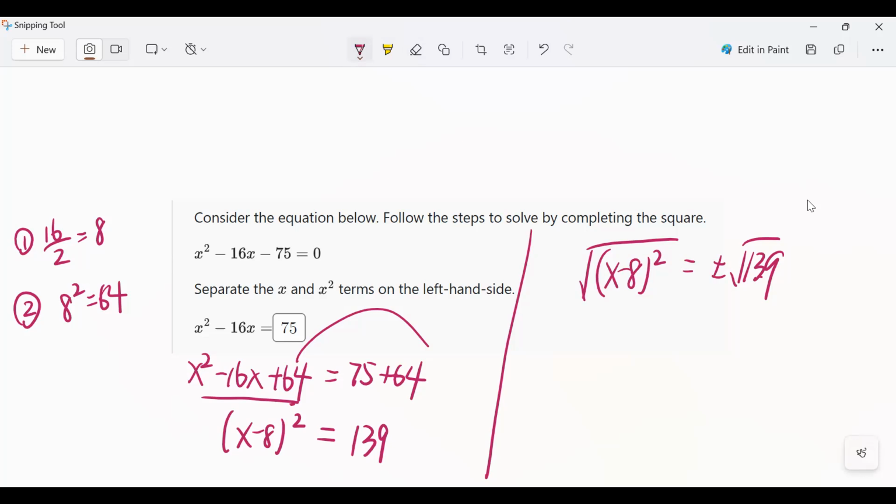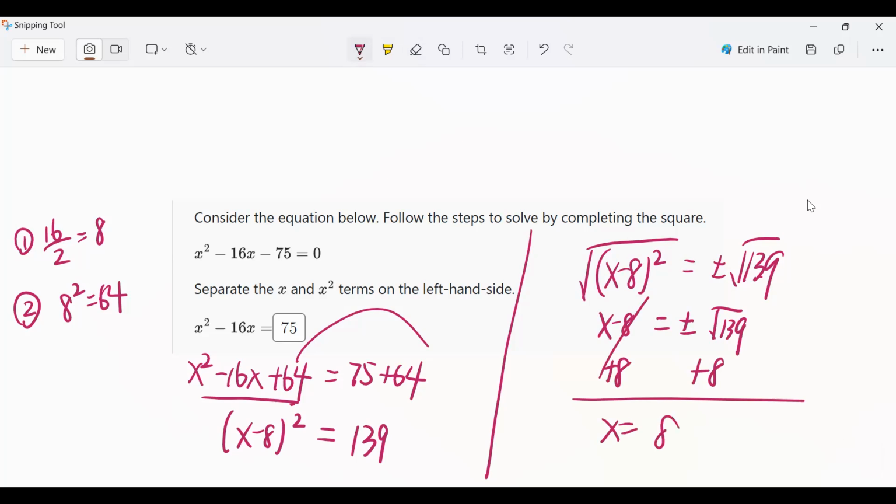49 times 3. No, yeah. 13, no. So it's x minus 8 equals plus or minus radical 139. Then add 8 on both sides of the equation and get x equal to 8 plus or minus radical 139. So you get two solutions, the first equal to 8 plus square root of 139.